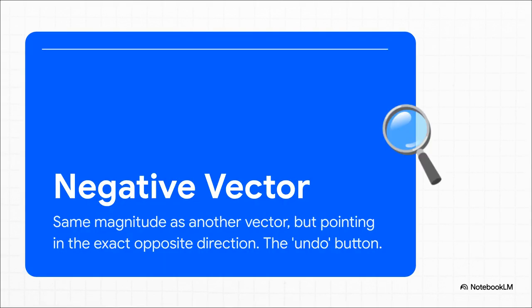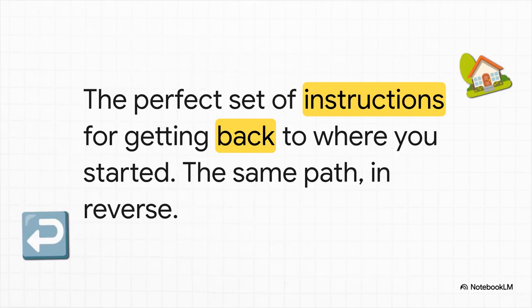So what happens when you get to where you're going and you want to get back? Well, for that, you need the negative vector. It's simple. It has the exact same magnitude, so the same length, but it points in the complete opposite direction. Think of it as the undo button for your trip. Yep, it's the perfect way to think about it. If one vector is your walk from home to the coffee shop, the negative of that vector gives you the perfect instructions to walk from the coffee shop straight back to your front door. It's the same path, just in reverse.